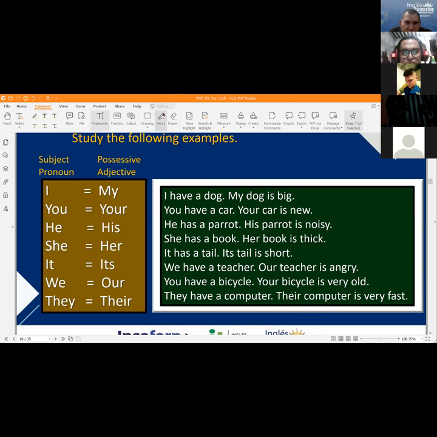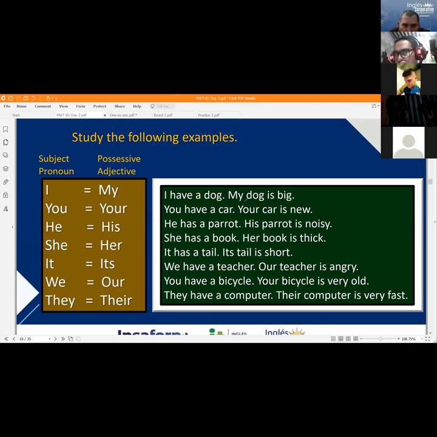Okay. I want you to look over here. I have a dog. My dog. You have a car. Your car. He has a parrot. His parrot. She has a book. Her book. It has a tail. Its tail. We have a teacher. Our teacher. You have a bicycle. Your bicycle. They have a computer. Their computer.